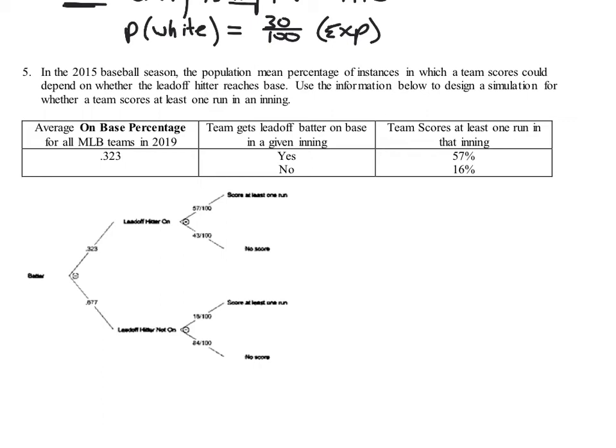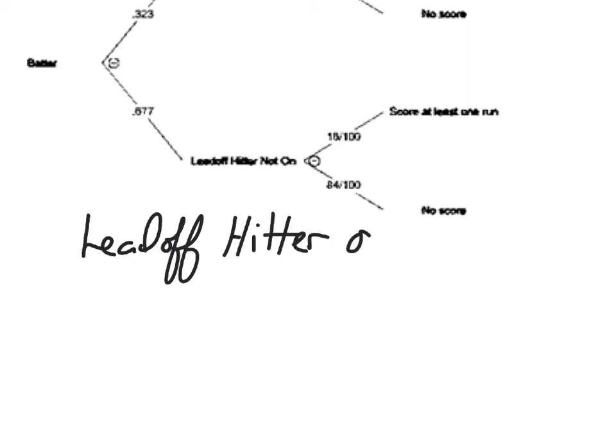All right, so the simulation here is actually pretty much already done for us. We just have to spell it out in terms that the calculator could understand. So my first layer here would be whether or not the leadoff hitter got on. Put a little question mark there. We're looking at decimals to the nearest thousandth. So that to me means that we should be working with 1,000 values.